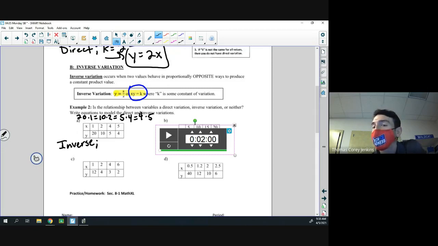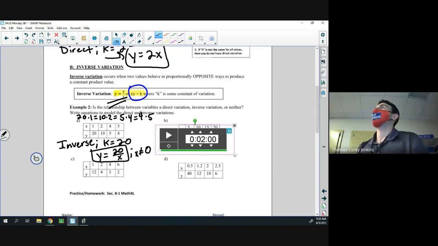All right, and it says k is equal to x times y, so k is equal to 20. And then we use this to write our rule. y equals k over x, so y equals 20 over x. And then you would add that x cannot be equal to 0, because we can't divide by 0. Okay? All right, and again, you can see that it works because if I do 20 divided by 1, I get 20. 20 divided by 2, I get 10, and so on and so forth, right?